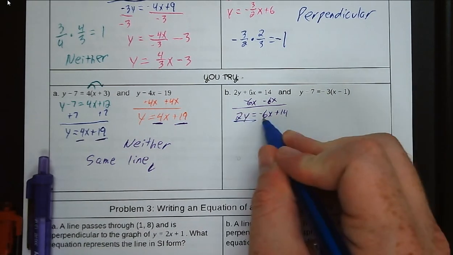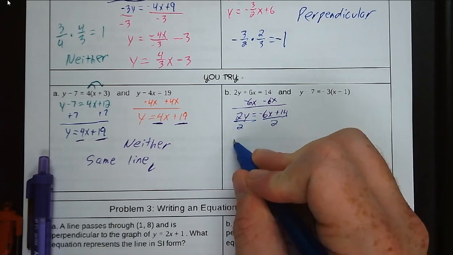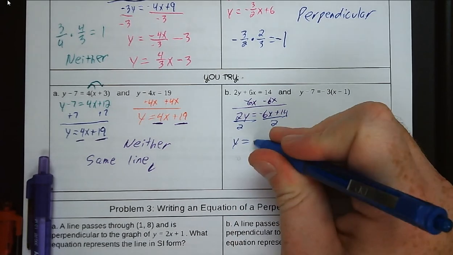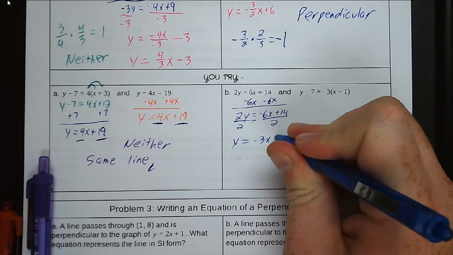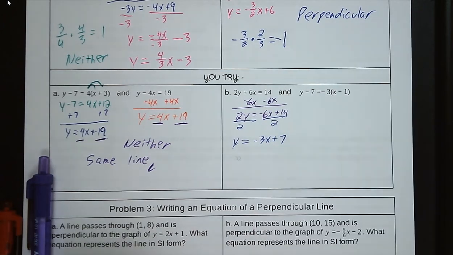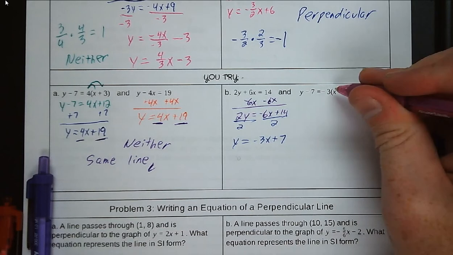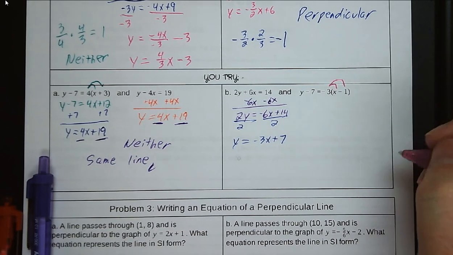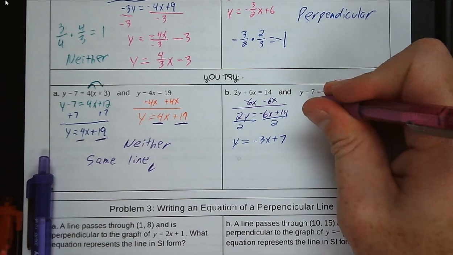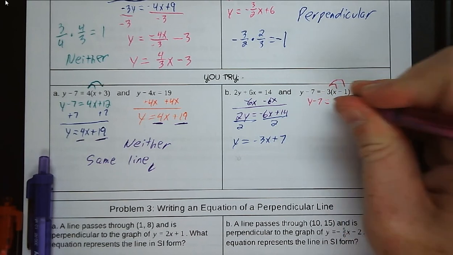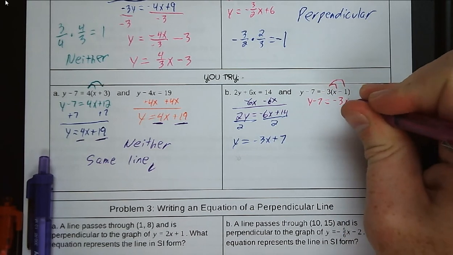Divide both sides by 2. And y is equal to negative 3x plus 7. So one equation down. Now let's take care of the other one. First step is to distribute the negative 3 times x and negative 1. So I have y minus 7 equals negative 3x plus 3.